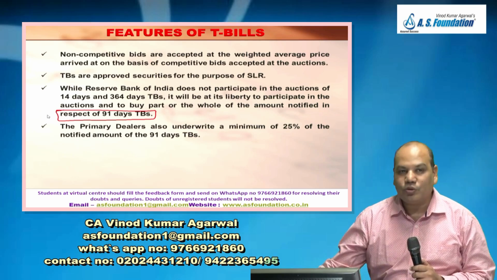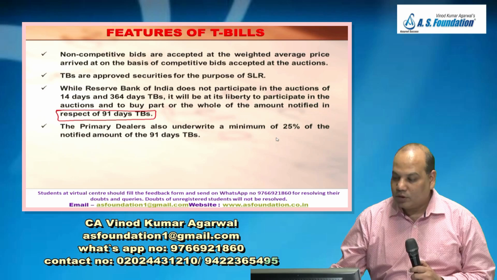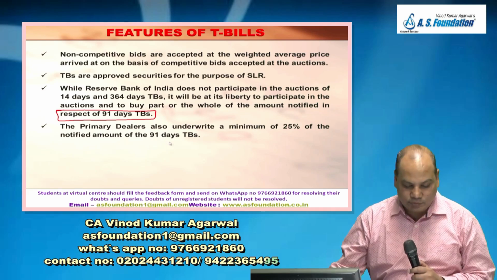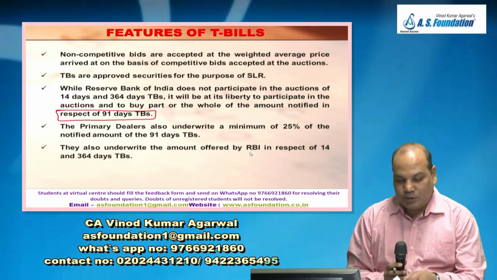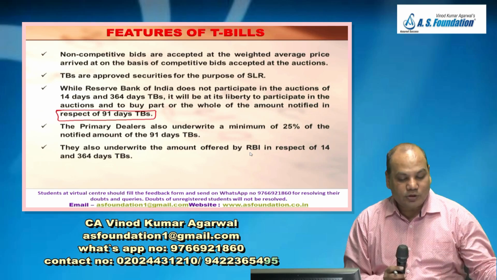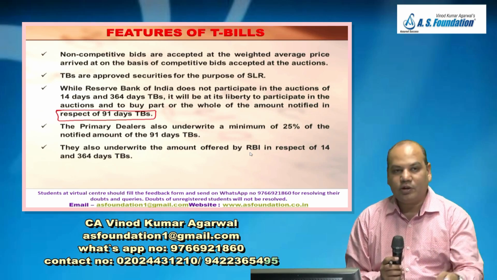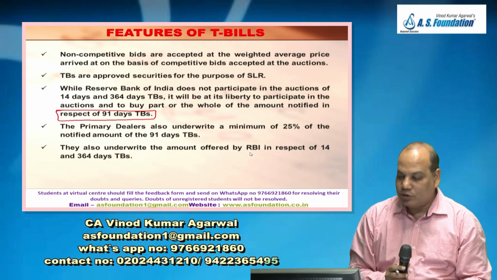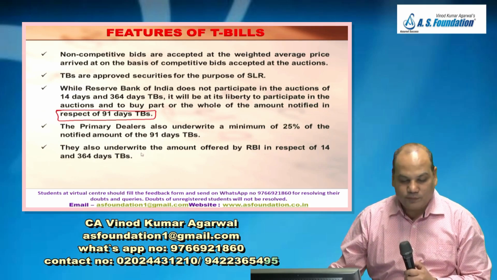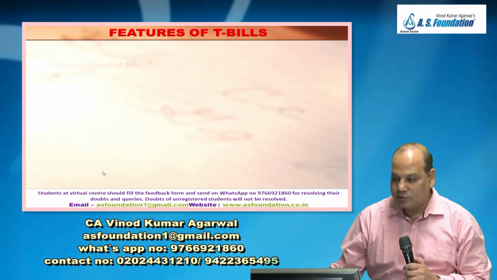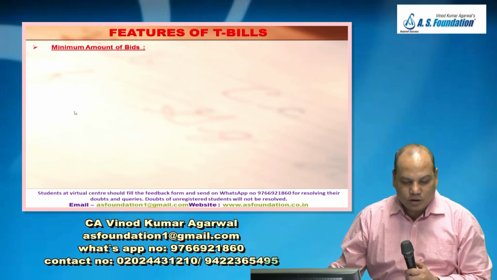Primary dealers also underwrite a minimum of 25% of the notified amount of the 91 day treasury bills. Primary dealers will underwrite how much? Minimum 25% of 91 day treasury bills. They also underwrite the amount offered by RBI in respect of 14 days and 364 days treasury bills. Okay, now you come to this line in which you will be interested.